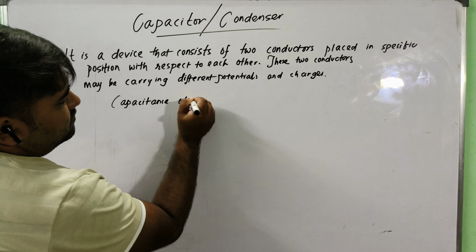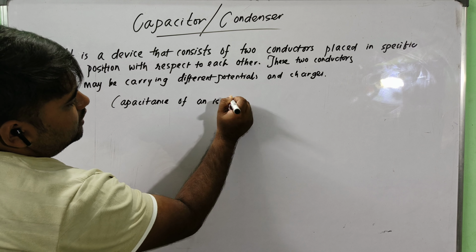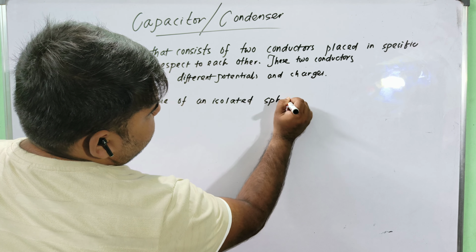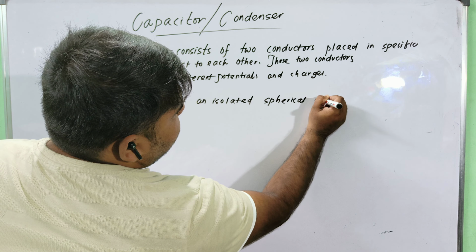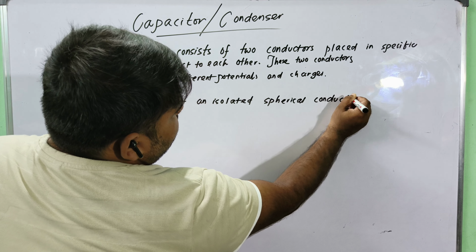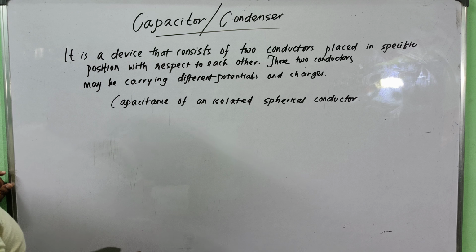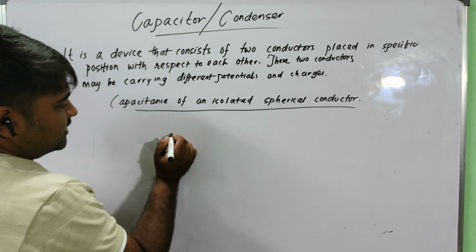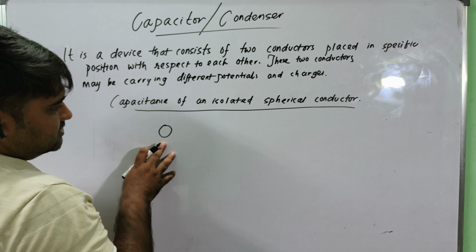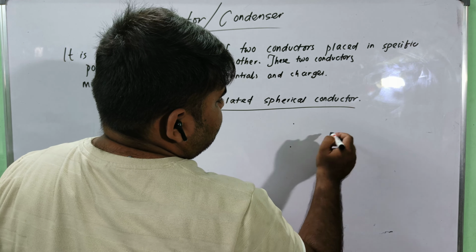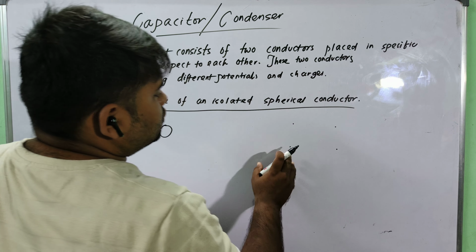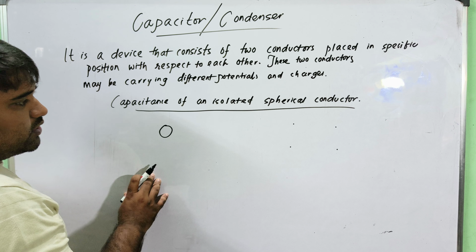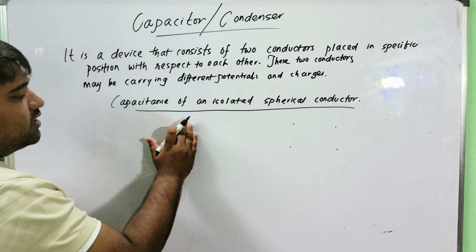Capacitance of an isolated spherical conductor. Why am I writing isolated? Because if it is a capacitor, there should not be any conductor placed nearby that affects the storing capacity of this capacitor. That's why I am writing isolated spherical conductor.